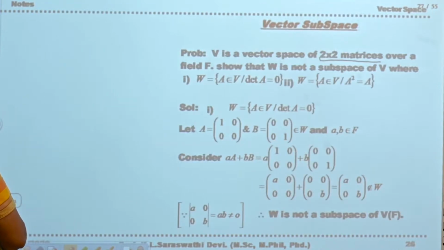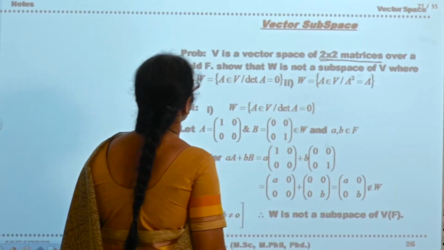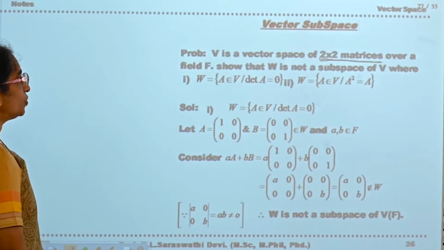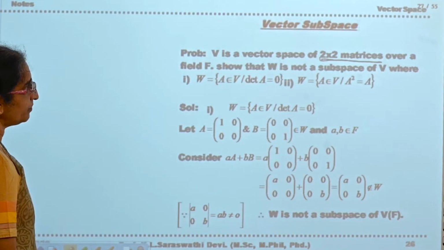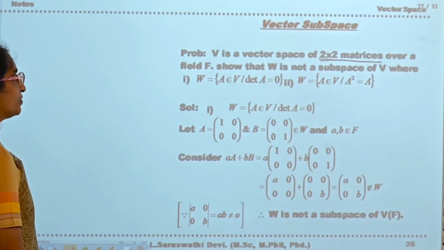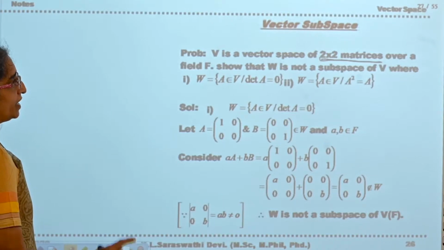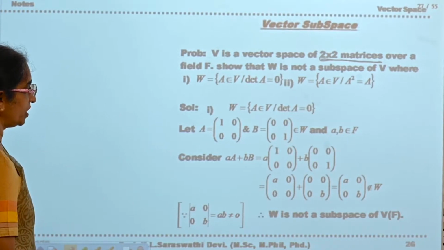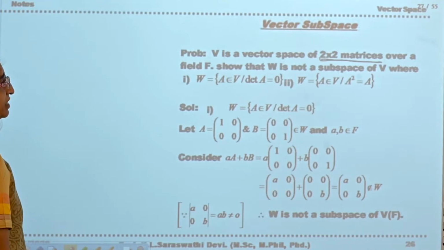Okay. Now see the next problem. Here V is a vector space of 2 by 2 matrices over a field F. Show that W is not a subspace of V, where W is equal to {A belongs to V, determinant of A is equal to 0} and W is equal to {A belongs to V, A square is equal to A}. Here two problems are there. Now see the first one.